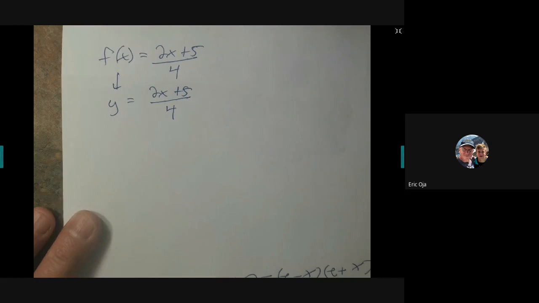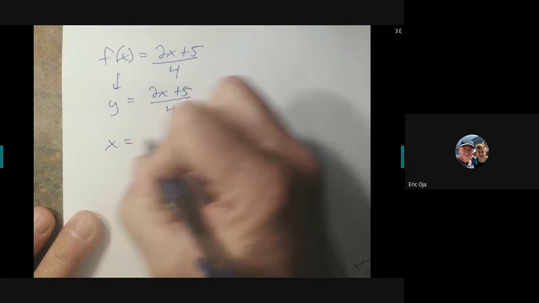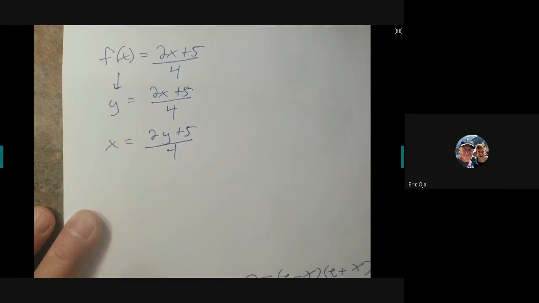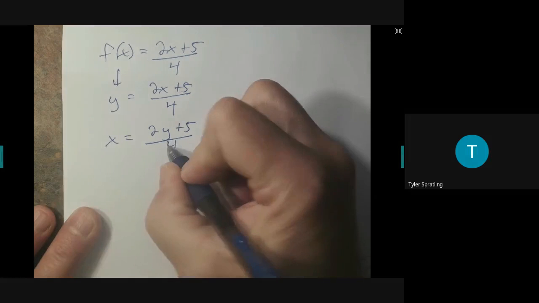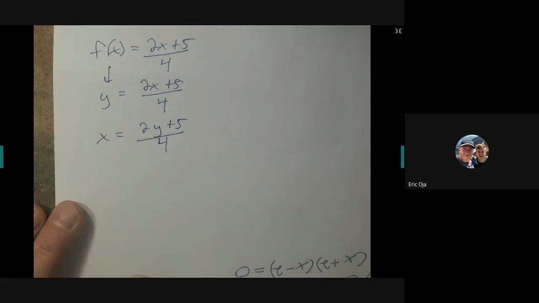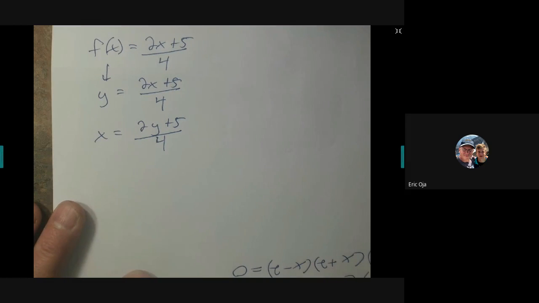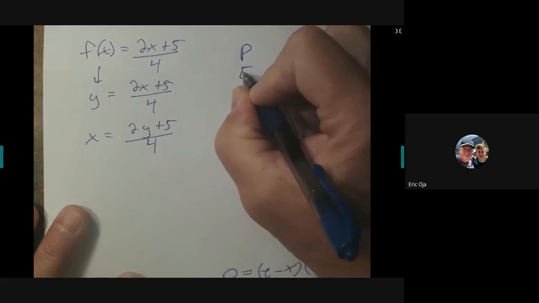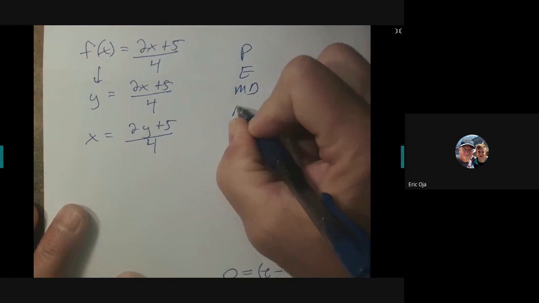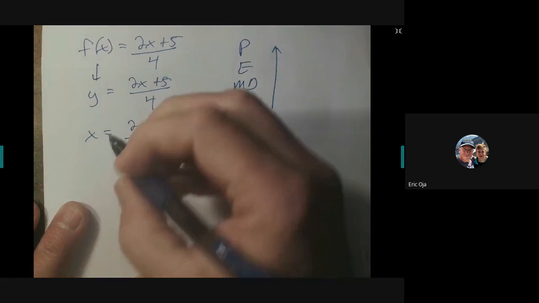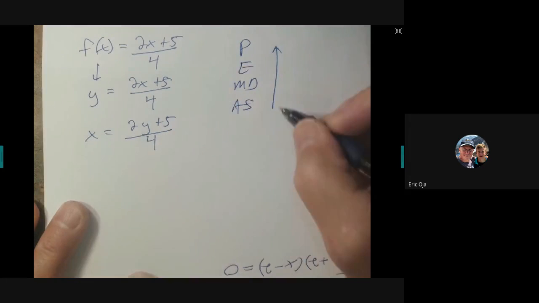Good, we swap the x and the y. And now what? Do I get rid of the 4 first? Exactly, yeah. And now we're just solving for y, right? Isolating y. Remember when we isolate or solve, we just use inverse operations. But here's the part that people sometimes forget.